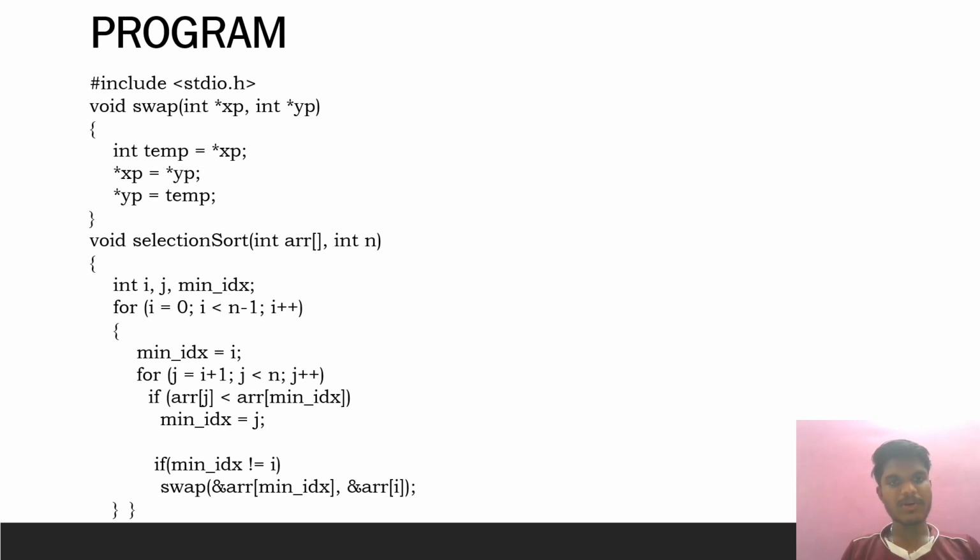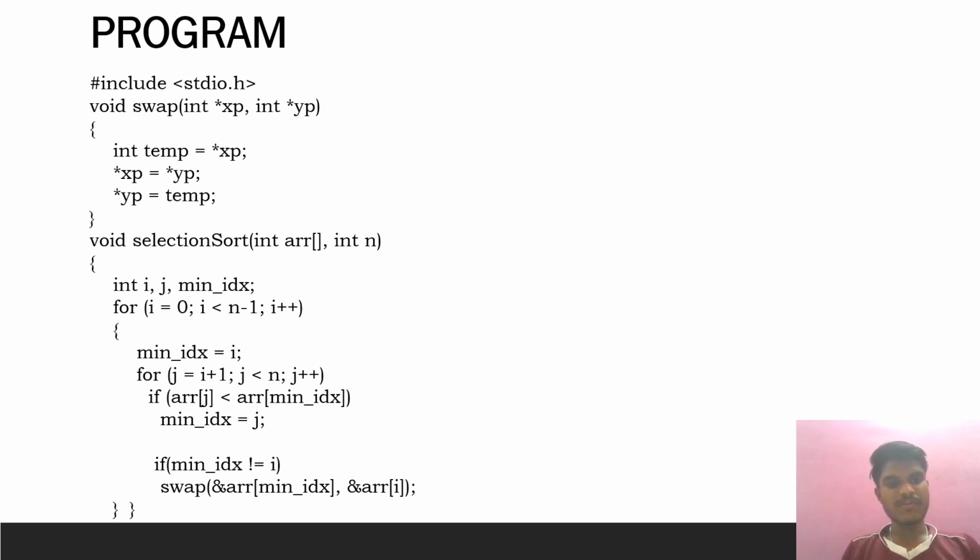Now let us see the program of selection sorting. Firstly, we will include the header file stdio.h, and then we will declare a function called swap. This function uses call by reference to swap two numbers. That is, it uses the addresses of the two variables to swap each other. And then we will declare another function named selectionSort.